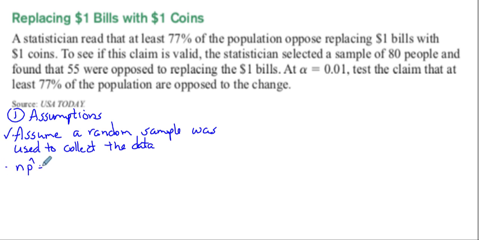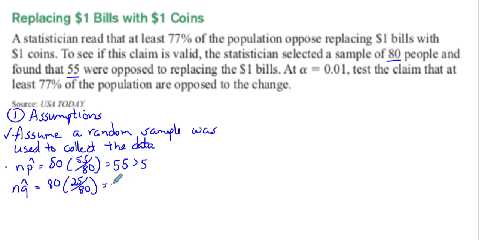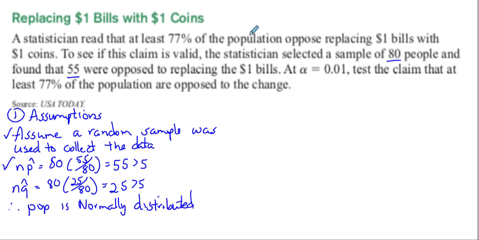Next, I need to check and see if I have a normal distribution by doing n times p hat. So that'd be 80 times 55 over 80, which simplifies down to 55, which, yay, it's greater than 5. Then I do n times q hat, which is 80 times 25 over 80, which becomes 25, which is greater than 5. So both of these pass the test. Therefore, since n p hat is greater than 5 and n q hat is greater than 5, we can assume the population is normally distributed.